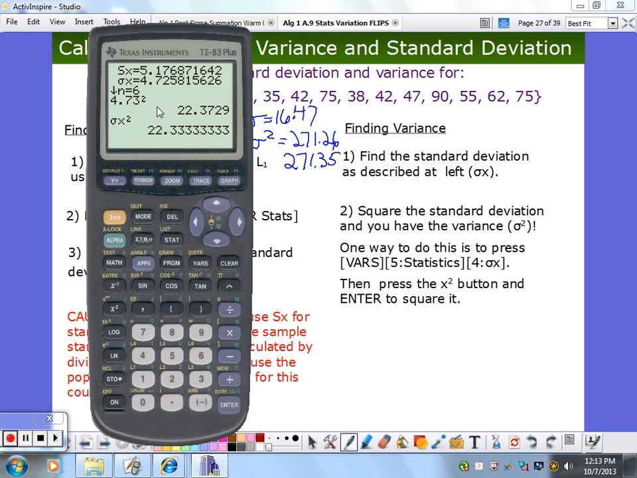The standard deviation, you do a stat calc, one variable statistics. You see that little sigma? That is your standard deviation. Square that number and you have variance. Does that make sense? Yes? Acknowledgement. Okay, thank you.